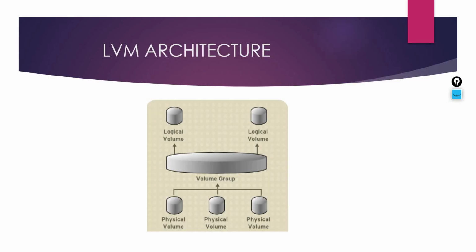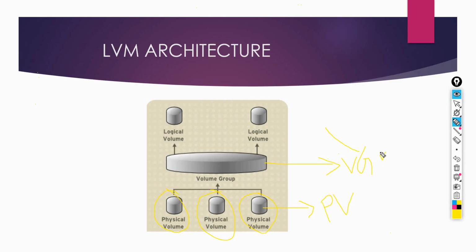If you go a little more in depth into the subject, let's look at the basic architecture of LVM. The fundamentals are the physical volumes, which we call PVs. Right now I have three PVs here. All three PVs are converted into one volume group. So this is a volume group, and all three PVs are part of it. From this volume group I have taken two portions: one is logical volume one, and another is logical volume two.